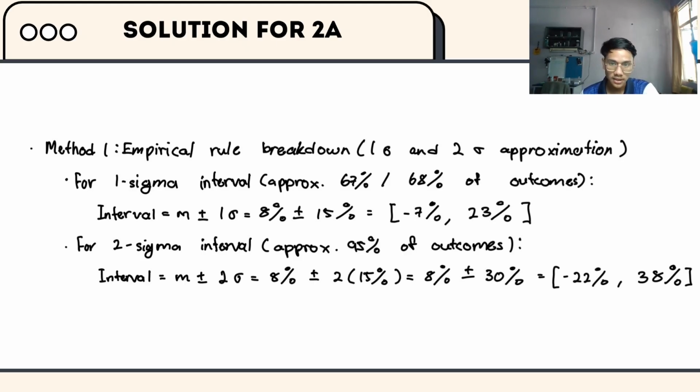For the 2 sigma interval approximation, we will get negative 22% and 38%. For this 2 sigma interval, we're just going to change the 1 into 2.